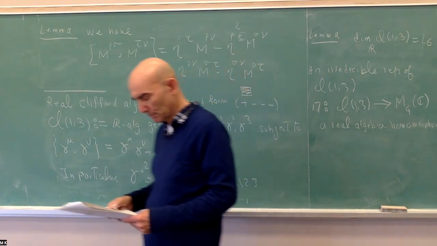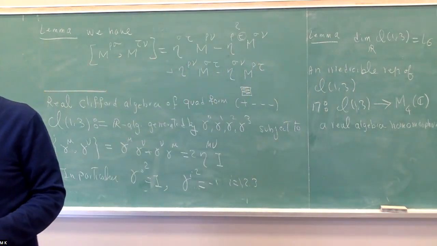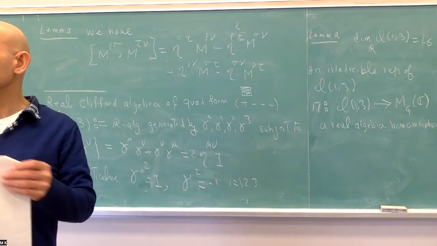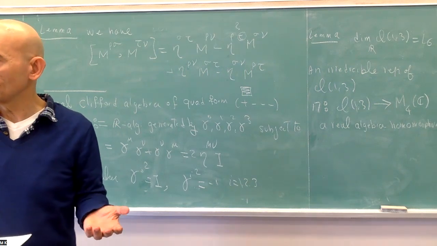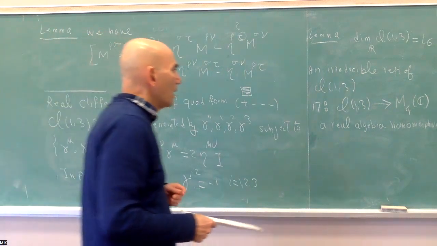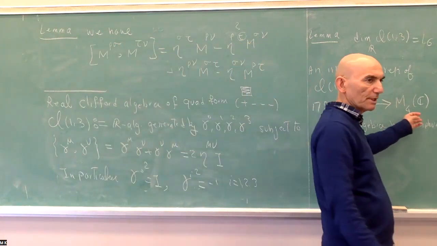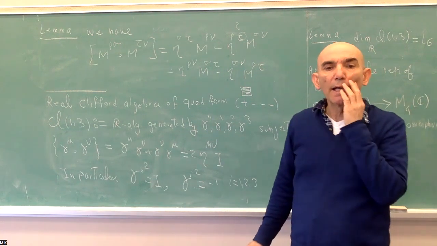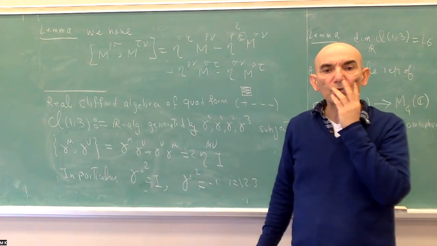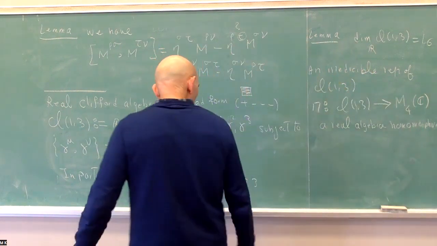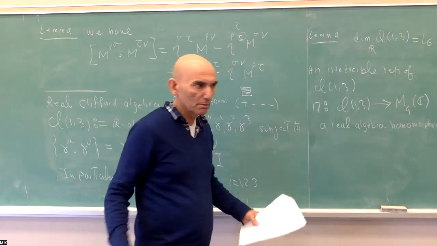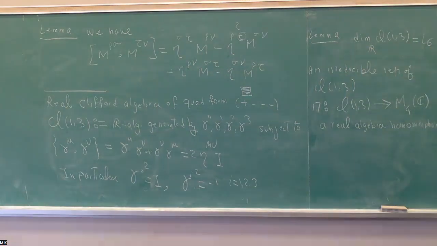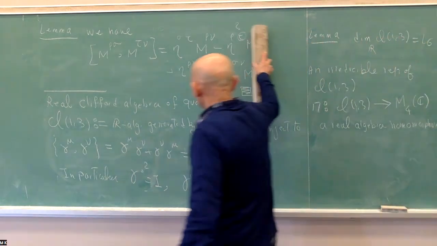So how does it work? Well, we have to construct 4 matrices inside the 4x4 matrices that satisfy those relations. And for those 4 matrices, there are basically 3 canonical or preferred choices that are used. So let me just write it.